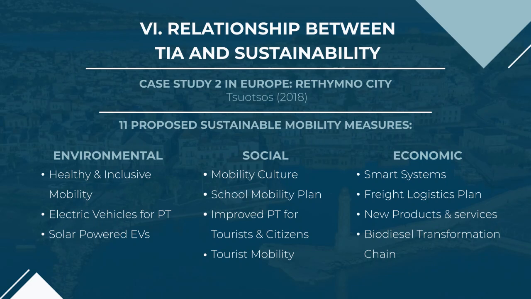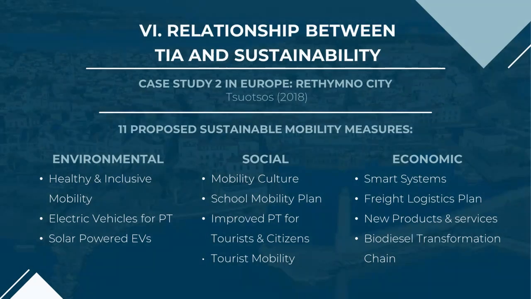The economic aspect includes: 1. Involving smart systems for urban planners, operators, and users. 2. Optimizing freight distribution to decrease traffic congestion. 3. New products and services combining tourism and mobility. And 4. Setting up a business model to operate biodiesel chains locally. All of these are done to suffice the economy.